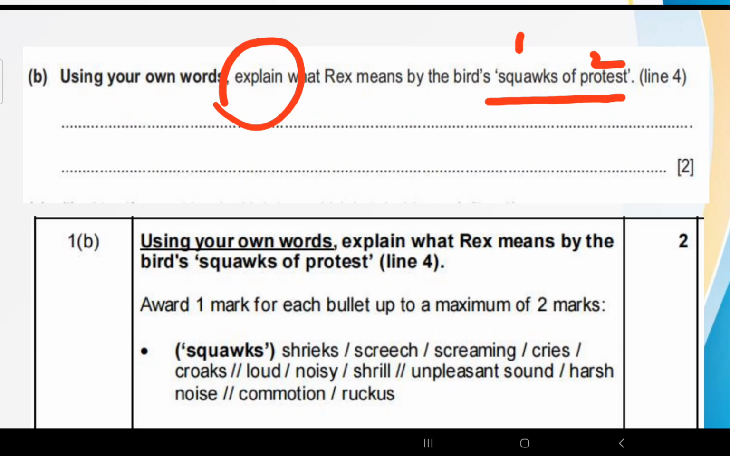When you are explaining this question, they have shown you that it is from line number 4. You will go back to line number 4, read that, and understand the context. When you explain this, you must have the context in your mind. Context is basically the story behind the novel, so anything in the background, any story that is in the text, you need to understand that. And when you are explaining it, you need to come up with the meaning or synonym of the word squawk, the meaning or synonym of the word protest, and you will explain them with the help of context. Now look at this thing.